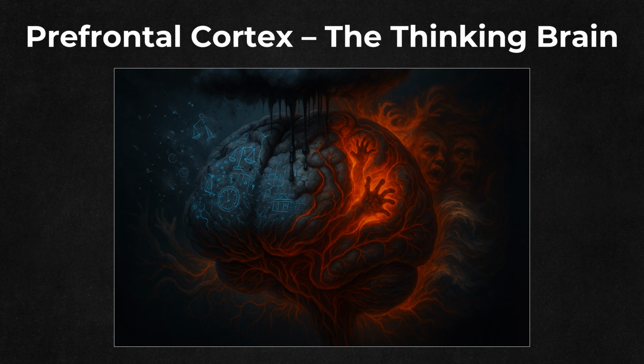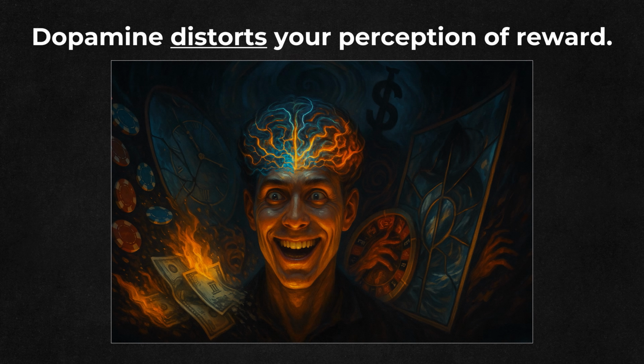The prefrontal cortex is responsible for logical reasoning, weighing probabilities, delaying gratification, and long-term planning. But under stress and fear from high risk, cortisol dampens the activity of the prefrontal cortex. This means your brain starts relying more on habitual, impulsive, or emotion-driven decisions, often managed by more primitive parts of the brain. Dopamine distorts your perception of reward.